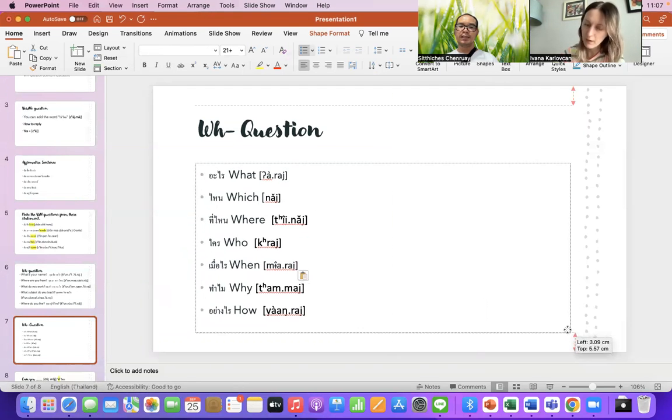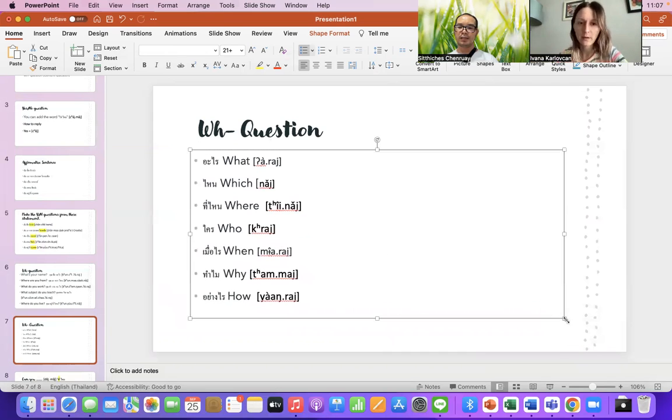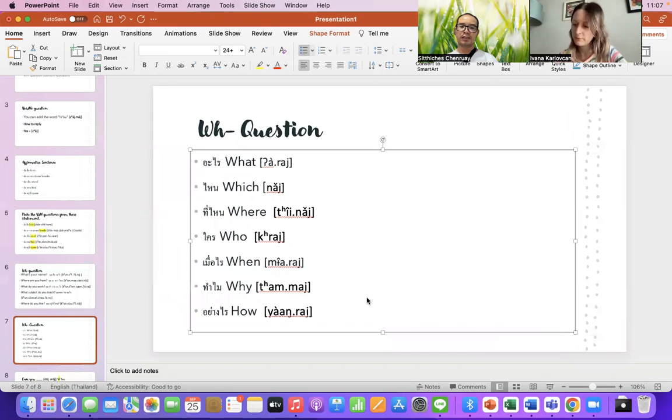Just let me check my notes. Okay. Which, where, krai is who, and then when, mirai, why, tamai, how, yang rai. Okay.